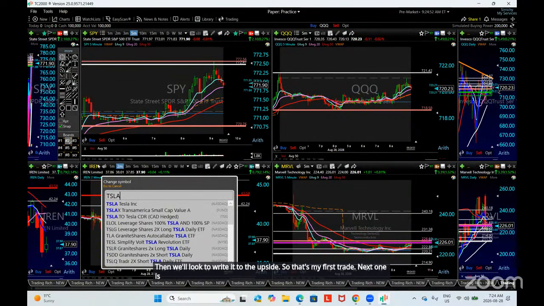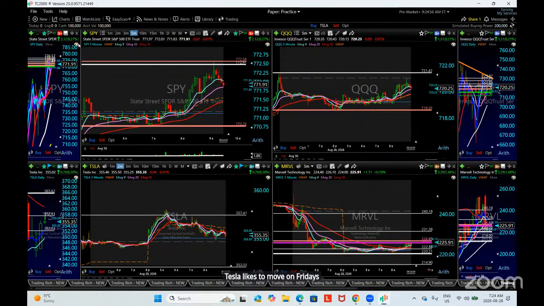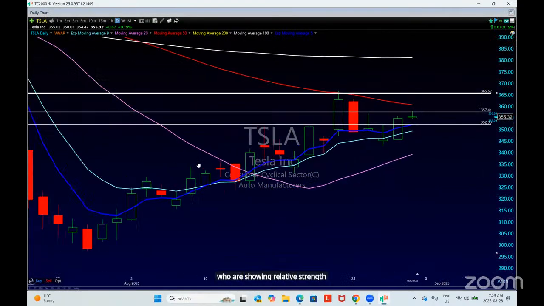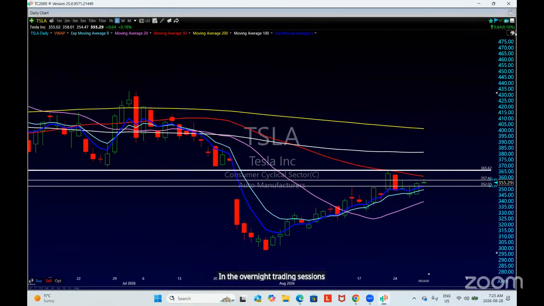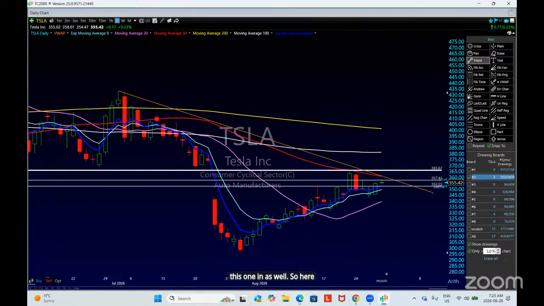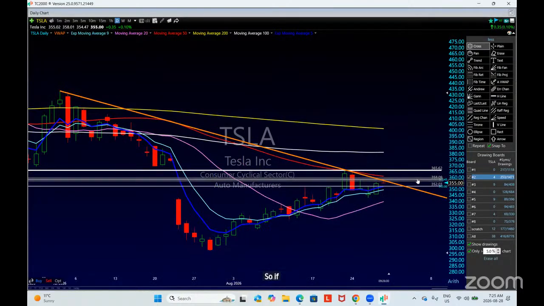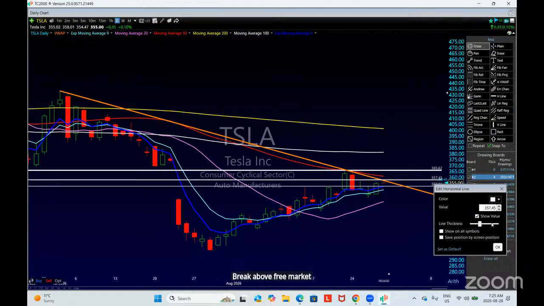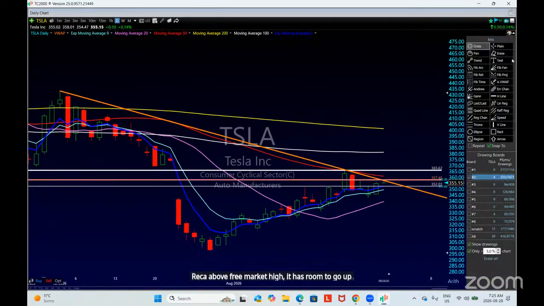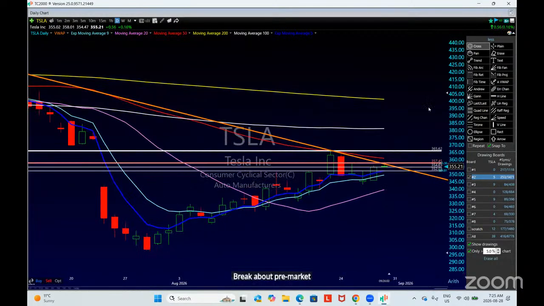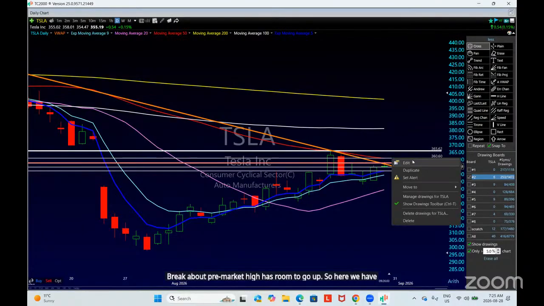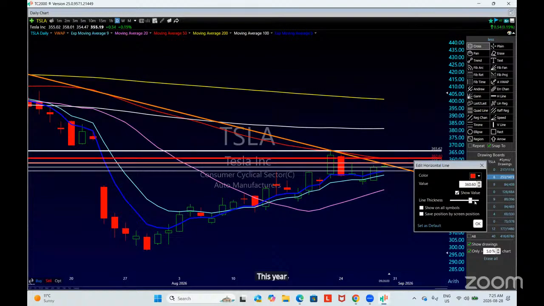Next one is Tesla. Tesla likes to move on Fridays. Can we get a Tesla Friday? We will see how that works. Let's see. We're showing relative strength here in the overnight trading sessions and this morning as well. So here, I see a nice trend line. If Tesla can crack this area, break above pre-market high, it has room to go up, right? So here we have this here.